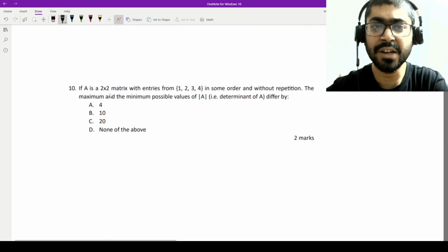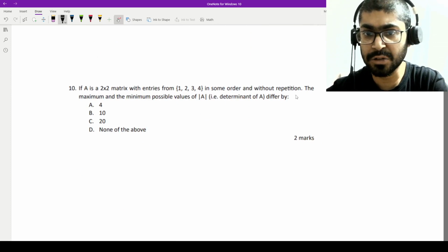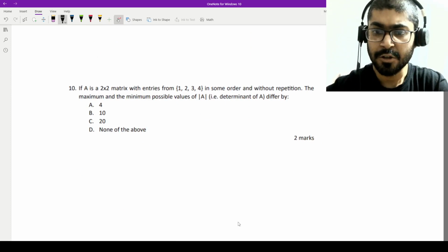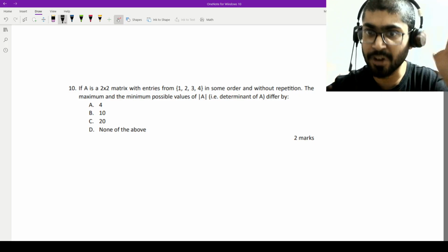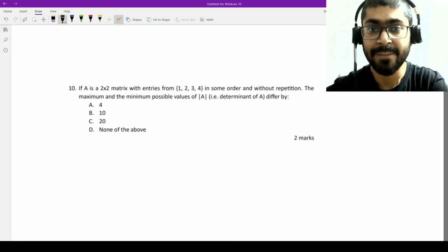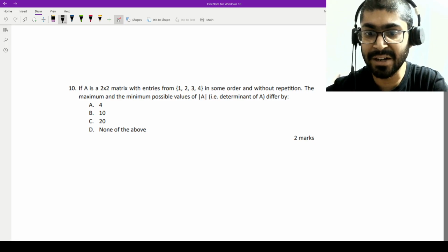Question 10. If A is a 2 by 2 matrix with entries from 1, 2, 3, 4 in some order without repetition. So you can take any order you want, just do not repeat the values. Do not make 4 4 4 4 or 3 3 3 3. Apart from that, everything is fine. The maximum and minimum possible values of determinant differ by.